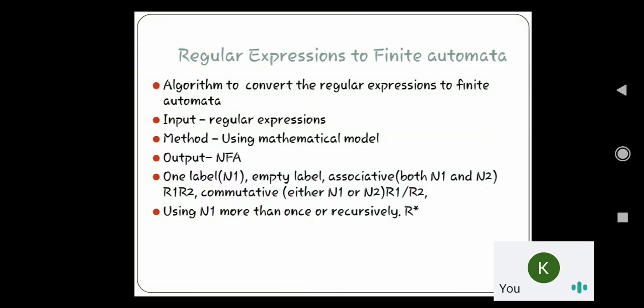A label may pass through either the first path or else through the second path. So it passes through NFA1 or else it passes through NFA2. So these types of transitions we used to call commutative. Okay, or else we call it an either-or, either N1 or N2.